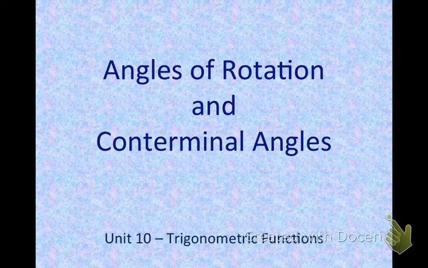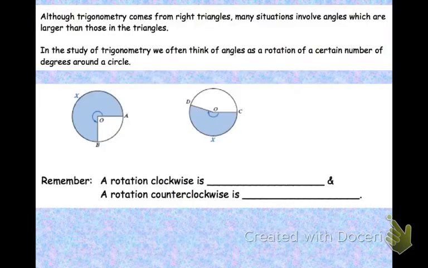Alright, so I'm going to be going through the first section of the trigonometric functions unit, talking about angles as rotations and angles of rotation and coterminal angles. So, although trig comes from right triangles, many situations involve angles which are larger than those in triangles, so things that are bigger than 180 degrees.